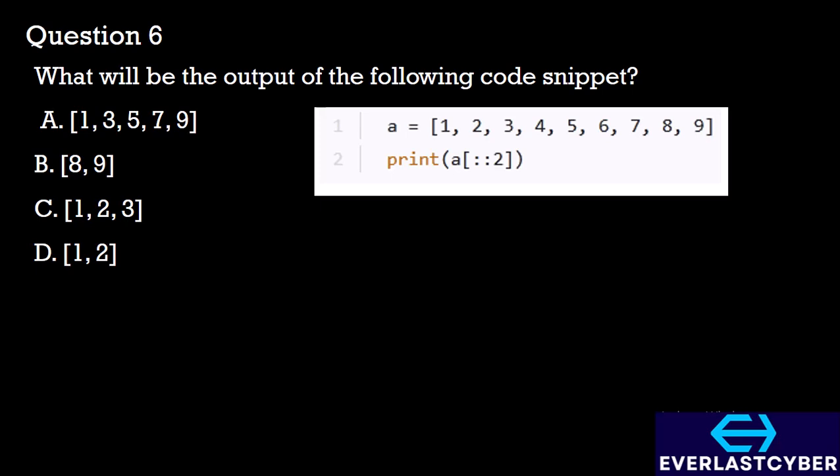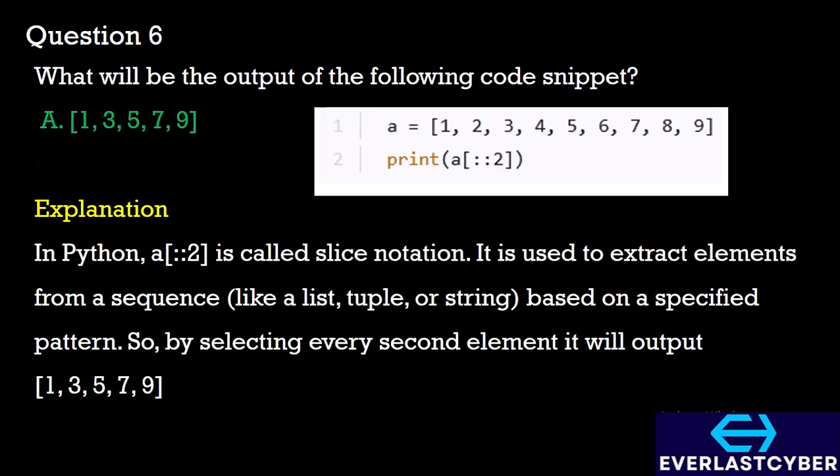So using the step-by-step slicing, from the original list 1, 2, 3, 4, 5, 6, 7, 8, 9, every second element will be selected from this list. So the output will be option A. Like I mentioned earlier, it selects every second element from the list. So after 1, the second element will be 3. After 3, the second element will be 5. The second element after 5 will be 7, and the second element after 7 will be 9. So that makes our answer option A.